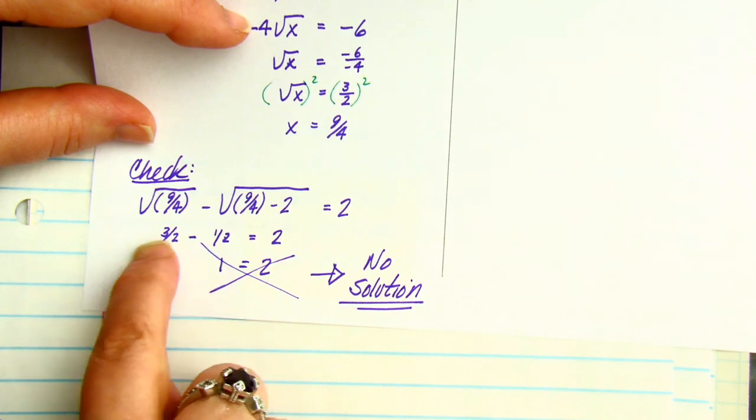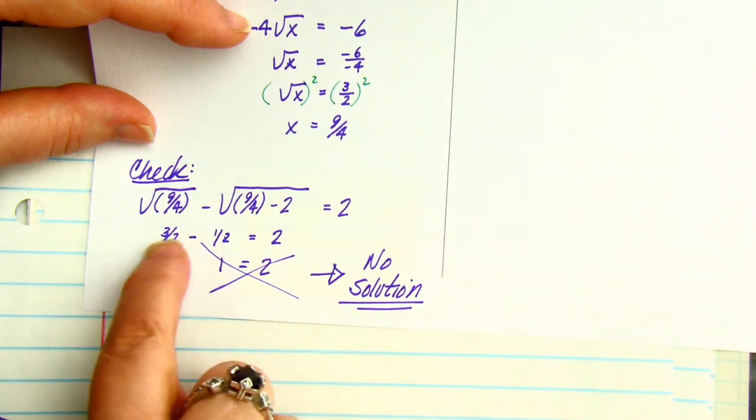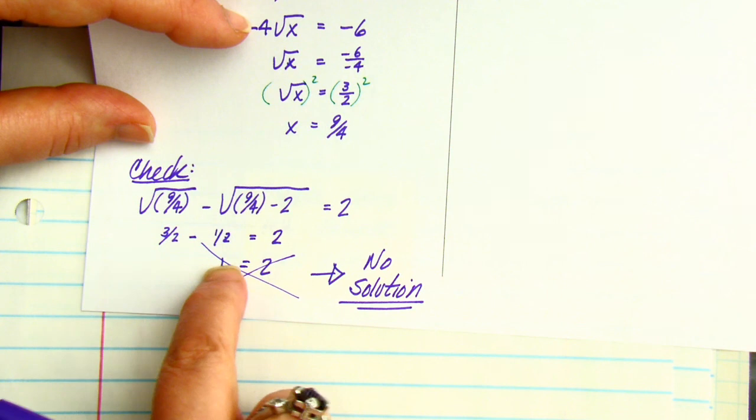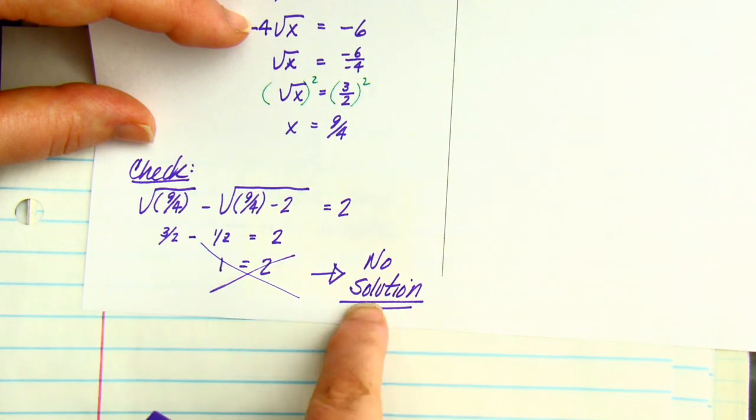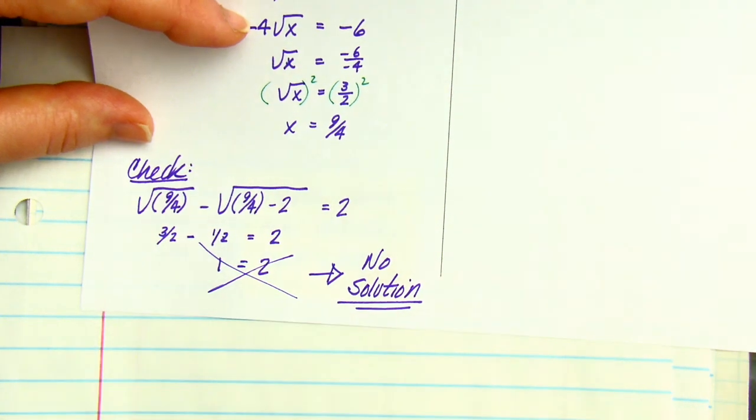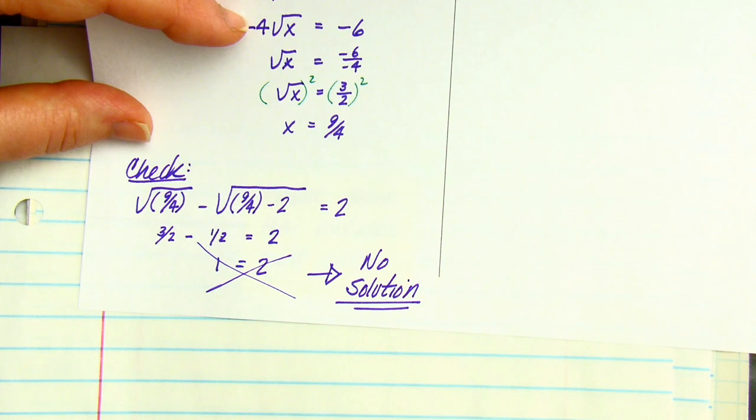Now look at this. 3 halves minus 1/2 is 2 halves, or 1, and 1 does not equal 2. So there's no solution to this problem. So it's really, really important that you are checking for extraneous solutions. Okay, one more to do.